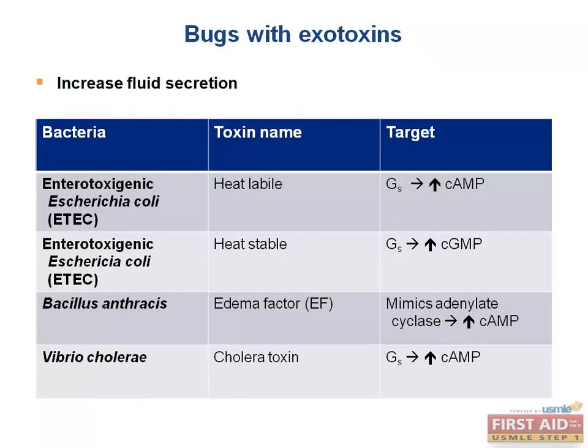Edema factor acts to increase cyclic AMP levels. This is similar to the cholera and E. coli labile toxins. However, this toxin is unique in that the toxin itself has enzymatic activity and can continuously produce cyclic AMP without having to be activated by a G protein.